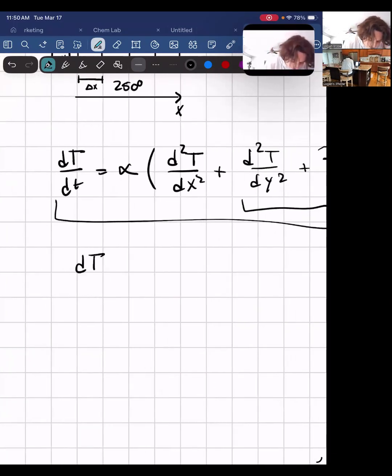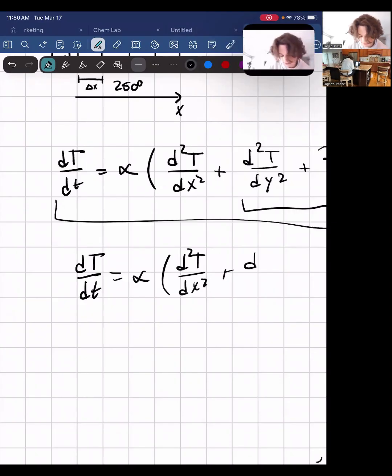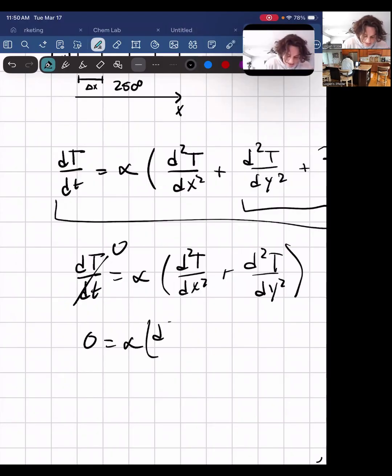So now we're down to dT/dt equals our thermal diffusivity times the second derivative of temperature in the x plus second derivative of temperature in the y, right? Also in the problem, it says that it's steady state. What is steady state? This is going to go to 0, right? So now we're at 0 equals our thermal diffusivity times the second derivative of temperature in both the x and the y direction, right?